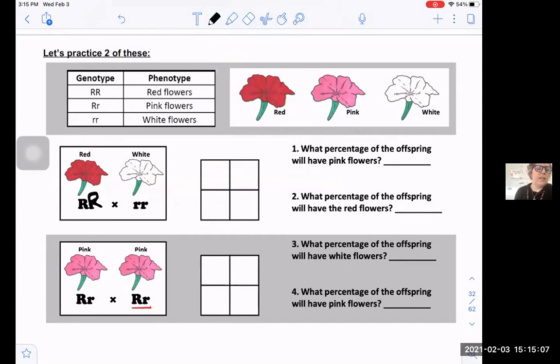So we're going to cross a red flower with a white flower. How you do this is exactly how we've been doing Punnett squares for the last couple days. I'm going to put my red parent on the top and white on the side, but it doesn't matter where you put them. You can put white on the top and red on the side, it's okay, as long as you keep their gametes on the right side together. And then you just fill in the Punnett square like you know how.